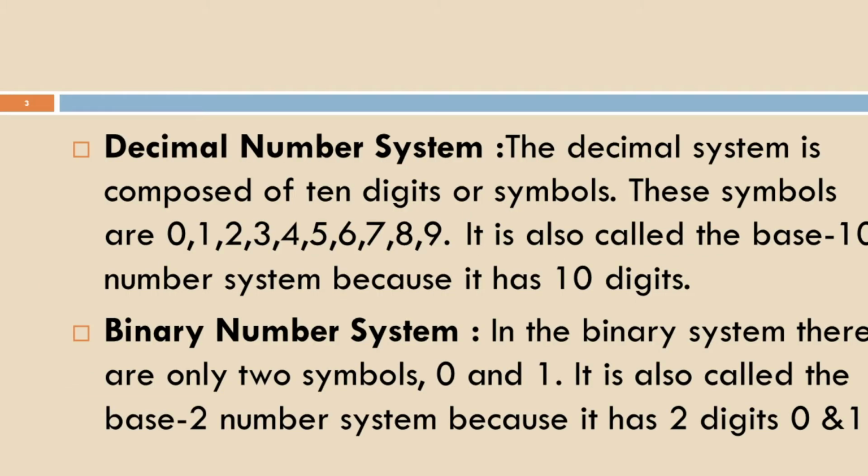Now, the decimal number system is composed of 10 digits from 0 to 9. It is also called the base 10 number system because it contains 10 digits. Then comes the binary number system. In the binary number system, there are two symbols, 0 and 1. It is called the base 2 number system because it has two digits, 0 and 1.